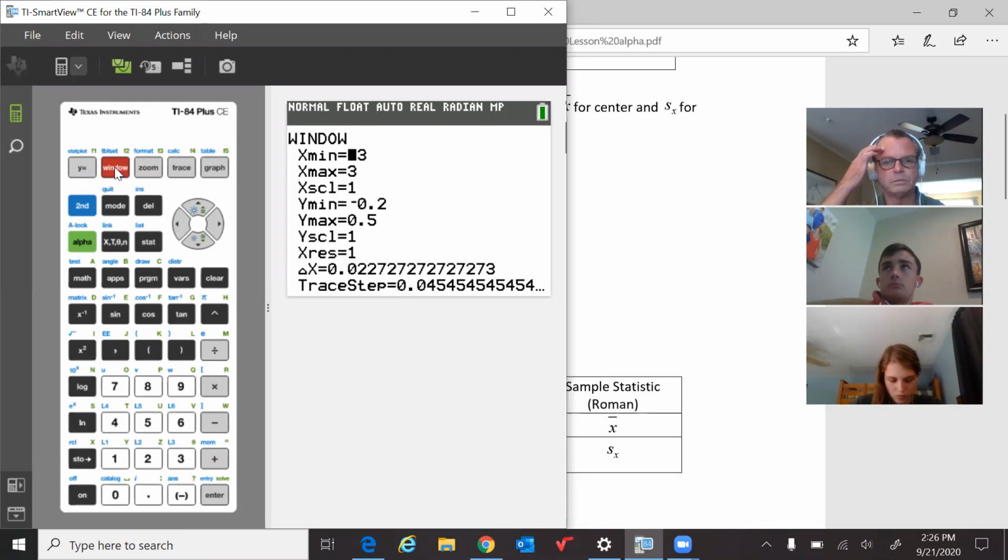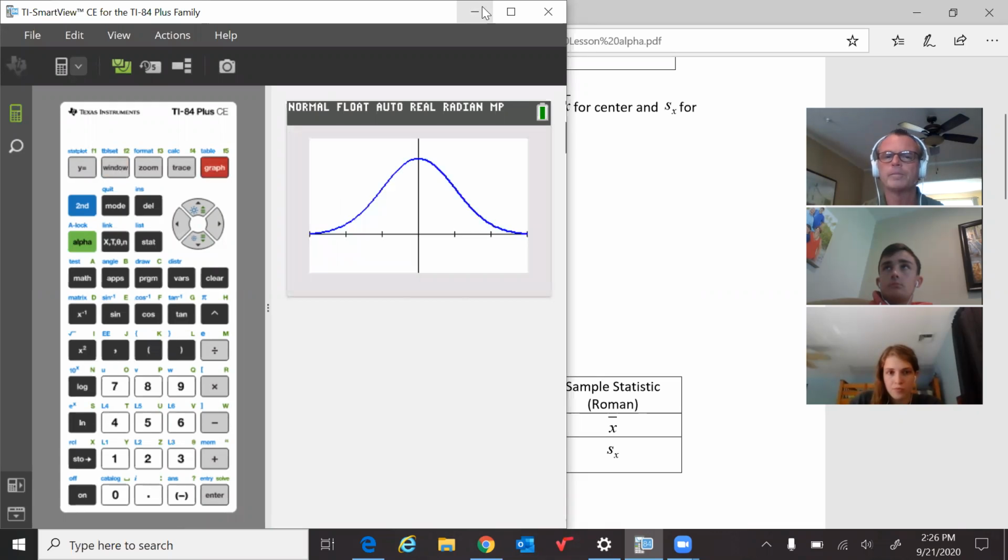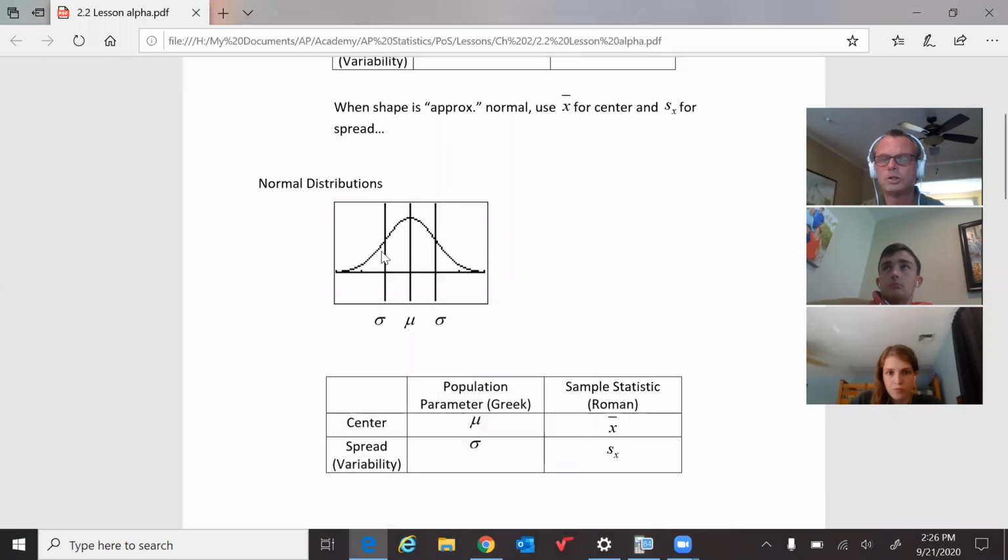-3 to 3 is going to capture, you're going to find out, 99.7% of the area of the curve. So that's all we need to see from that, okay? So here's a graph of the curve, which we just had on the calculator. Oh, I'm sorry, if we didn't put it in our calculators, let's do that. It's my fault, I put it in there for the other class.